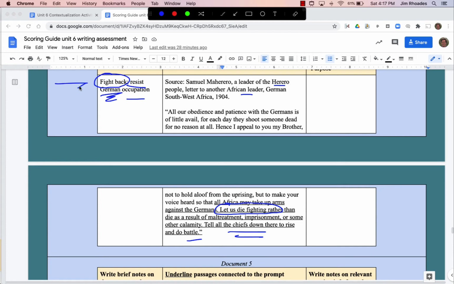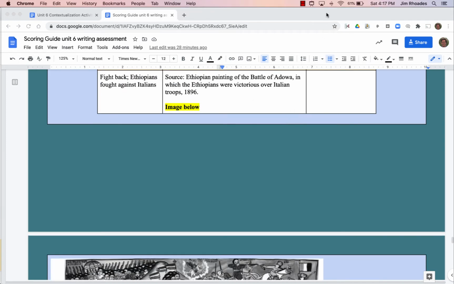So if I am going to have a paragraph about fighting, I don't want to say, in document 4 they fought, in document 5 they fought, in document 6 they fought. I might say something like resist German occupation, so I can be a bit more document specific. We're on document 5 now.